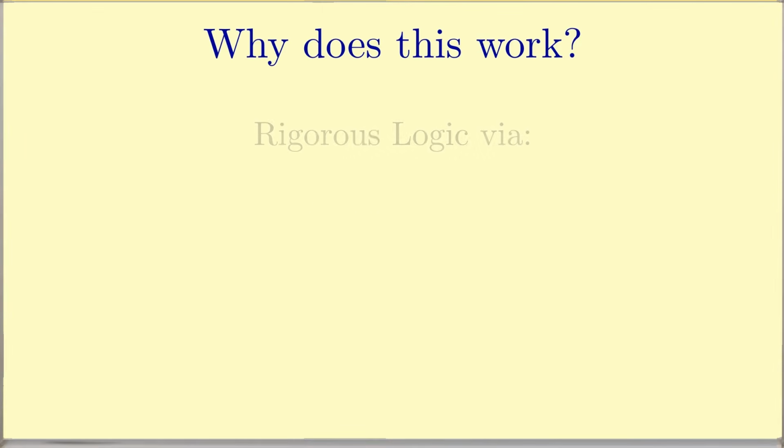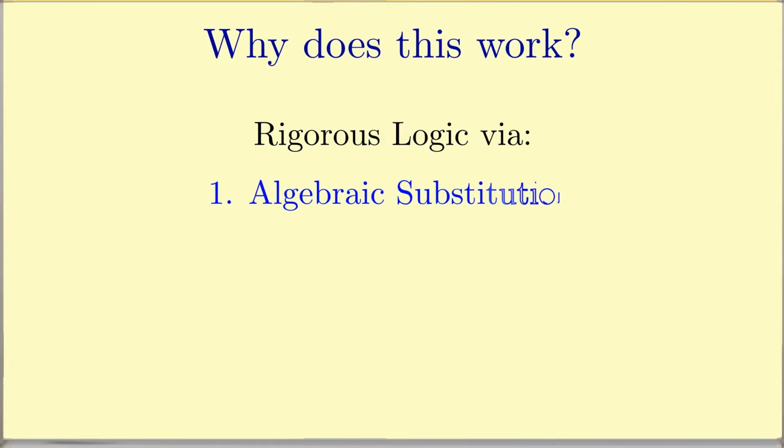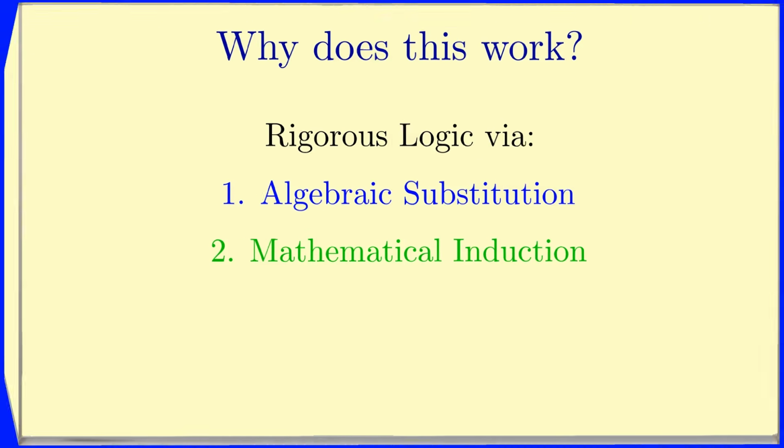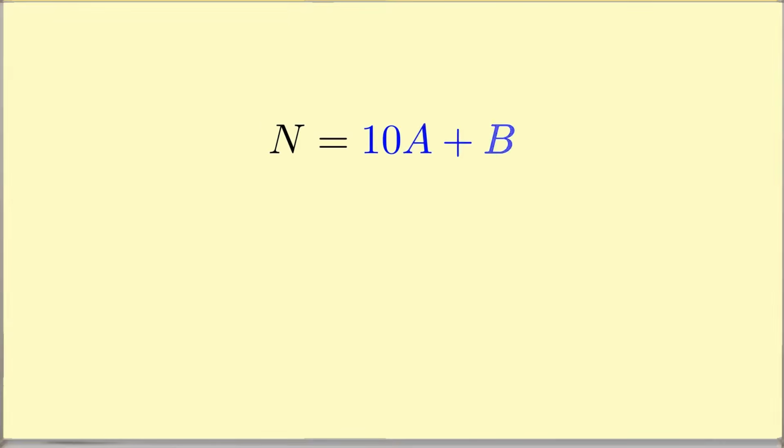For those who love the absolute certainty of rigorous logic, let us break down the exact mechanics behind this system using two powerful mathematical tools: algebraic substitution and mathematical induction. Let our original generic number be n, which equals 10a plus b. We want to know if n is divisible by our target divisor, 10k plus 1. Let us take the result of our chopping rule, r equals a minus k times b, and multiply the entire expression by 10. 10r equals 10 times the quantity a minus k times b.